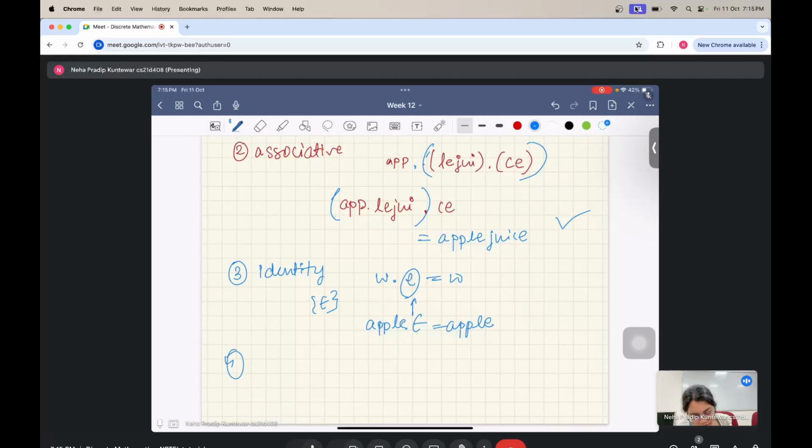And the fourth property that we want to see is what is called the inverse. So for example, I take this word, and I want to multiply it with another word so that I get back epsilon. That is not something you can do with concatenation, because no matter what I write here, it's only going to append, it's only going to increase the length of the string. So there is no inverse for any word. Therefore this is not a group.